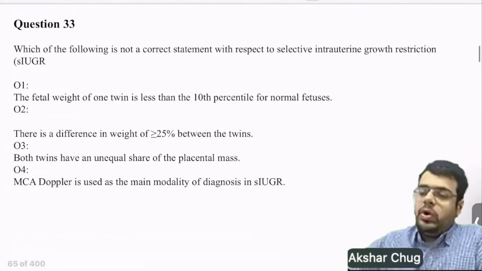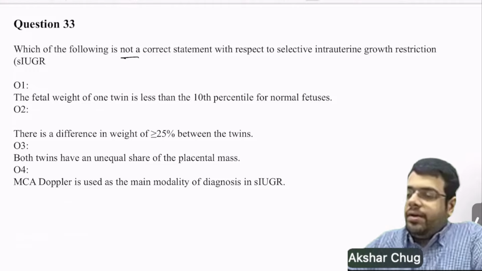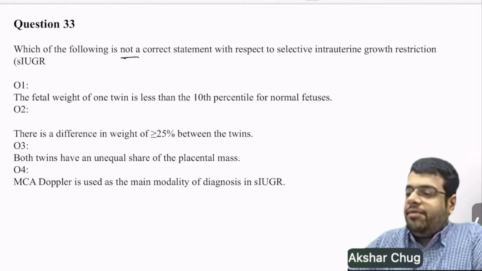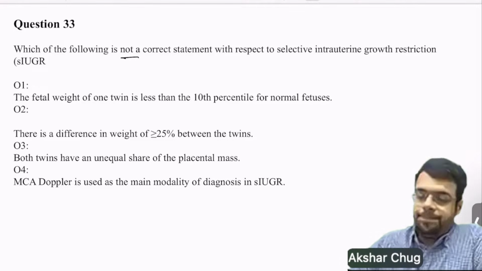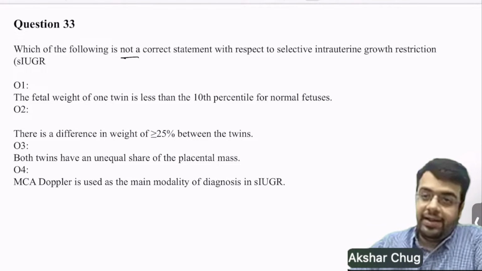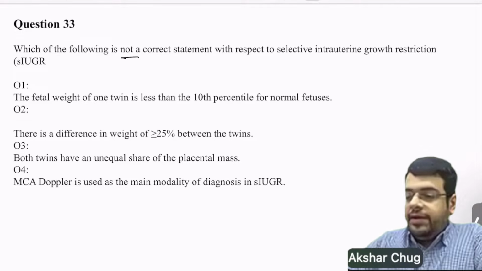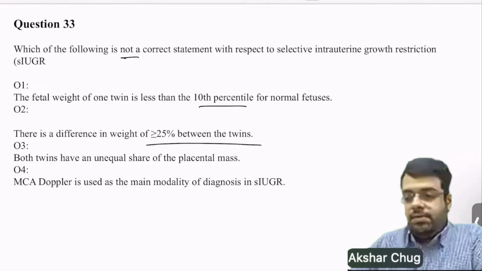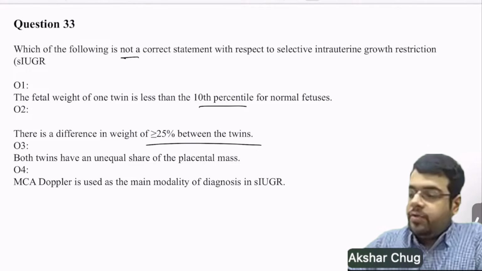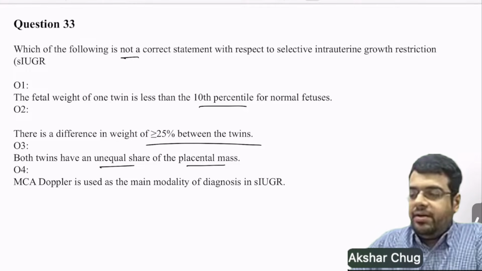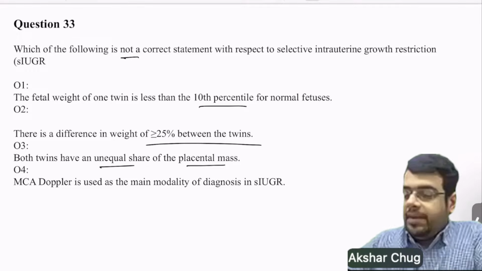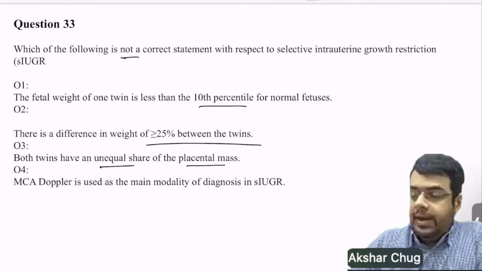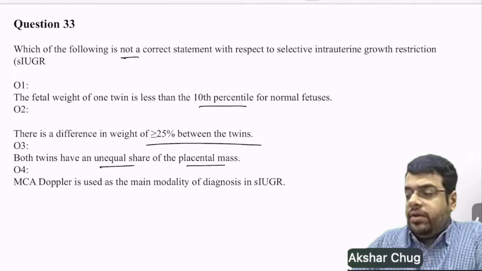Moving on, which of the following is not a correct statement with respect to selective intrauterine growth restrictions? So we are asked about IUGR and there are some values. The fetal weight of one twin is less than 10th percentile. Okay, this seems correct. There's a difference of weight of more than 25% between the twins. Again, this seems correct. Both twins have unequal share of placental mass. Again, this seems correct. MCA Doppler is used as the main modality of diagnosis in IUGR.